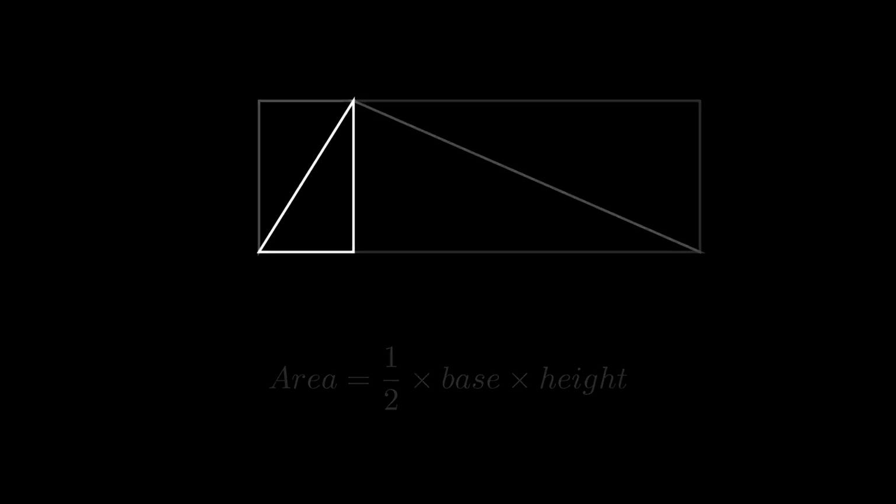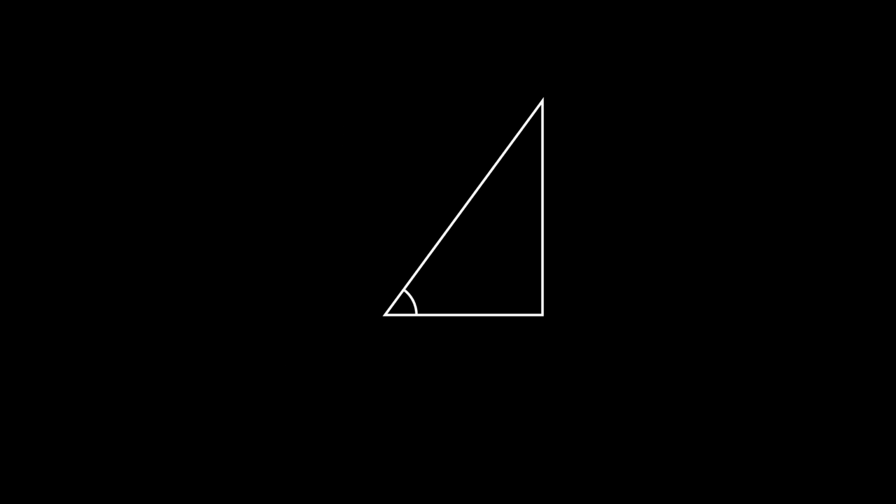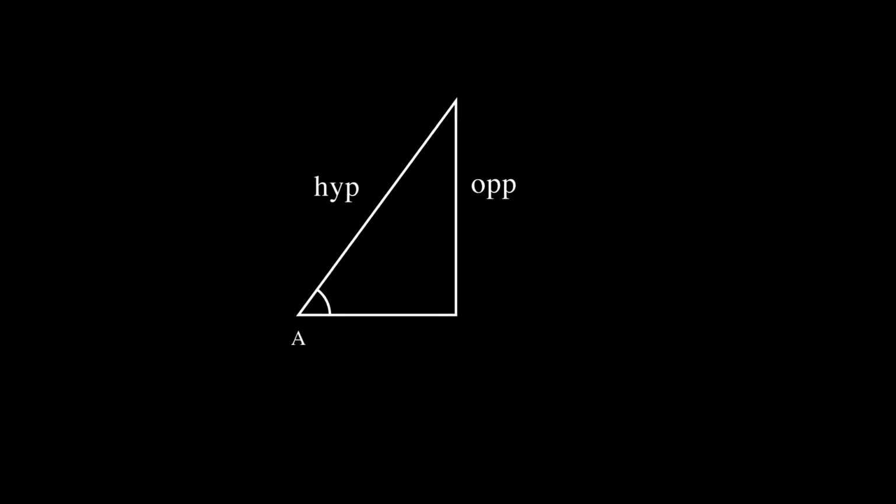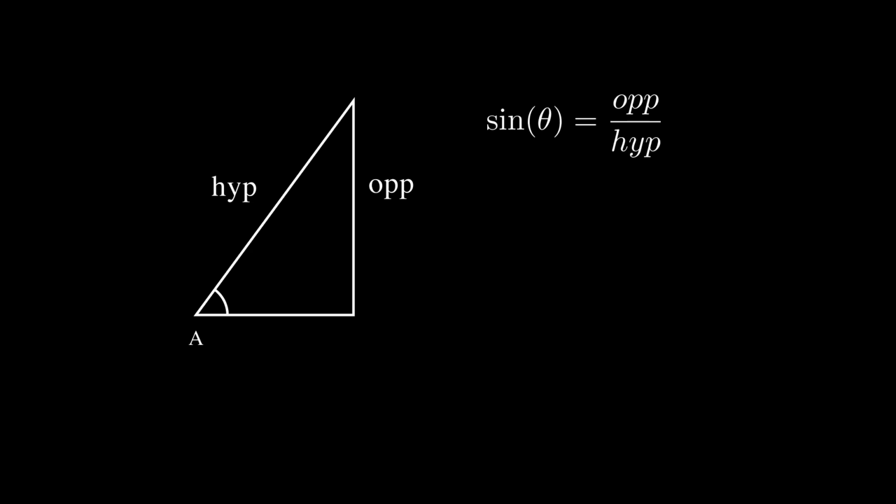Now, if we're not given that height, instead we're given an angle and the side of the triangle, what we want to do is isolate that right angle triangle and use trigonometry to find the perpendicular height, or the opposite. Now, from trigonometry, you know that the sine of the angle is the opposite over the hypotenuse. Therefore, the opposite, so this perpendicular height, is the hypotenuse times the sine of the angle.